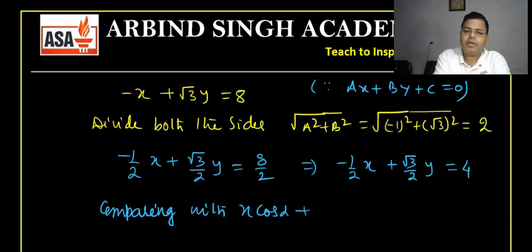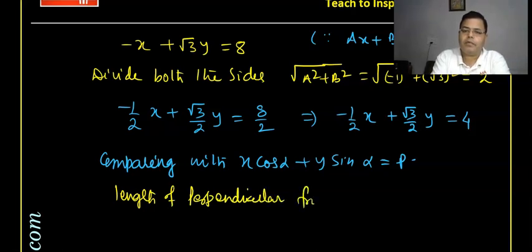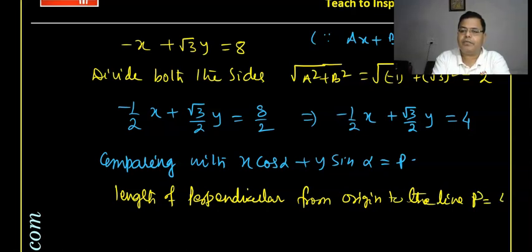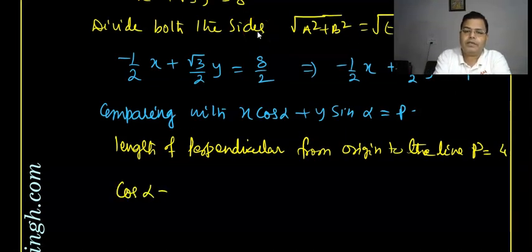Now comparing with x cos alpha plus y sin alpha is equal to p, p is the length of the perpendicular from the origin to the line. What is p? p is 4. And cos alpha and sin alpha are given here. Cos alpha is minus 1 by 2 and sin alpha is root 3 by 2.